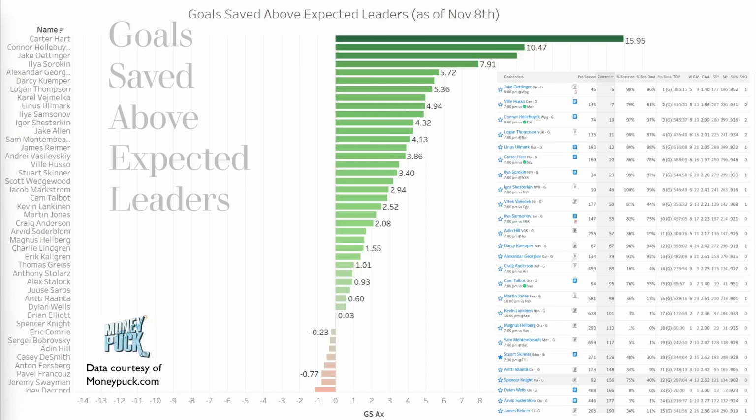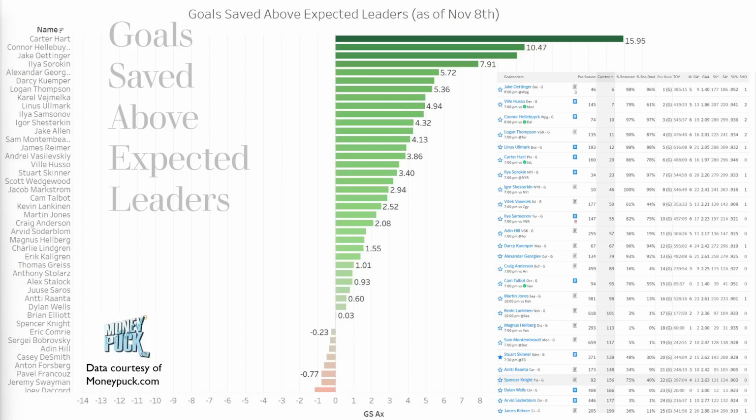Now, the next guy on this list, Connor Hellebuyck, currently ranked 10th in fantasy overall. His 10.47 goals saved above expected is exactly what he does with that team. The Jets are never a great defensive team, and the only times they usually have success is when Hellebuyck is playing the way he is now. To be fair, the Jets are currently 8th in expected goals against, so a nice improvement over other seasons, but their expected goal differential is 12th worst, which means they aren't exactly getting the goal support for Hellebuyck right now.